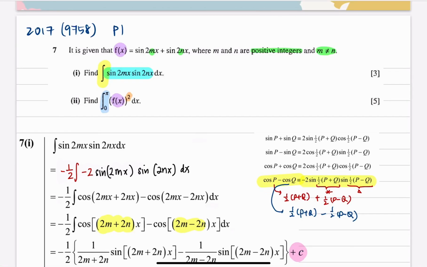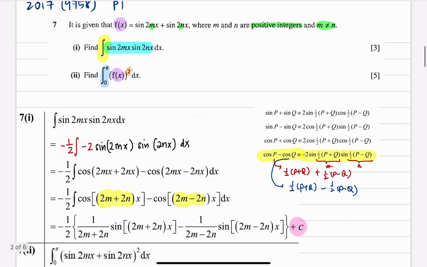Question 7, Part 2. Now you're asked to solve this definite integral with limits, alright, and the square of the function f of x. So to begin, what we can do is to at least replace f of x with this function, and then rewrite it out. And you realize that we are actually required to integrate the square of this trigo expression.